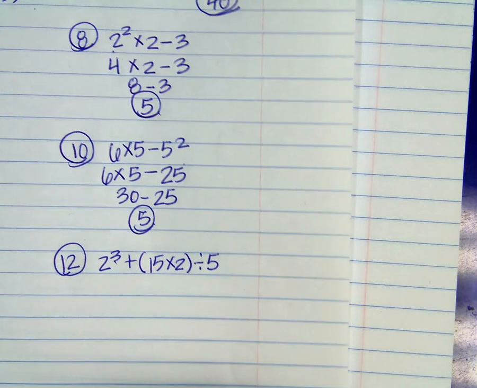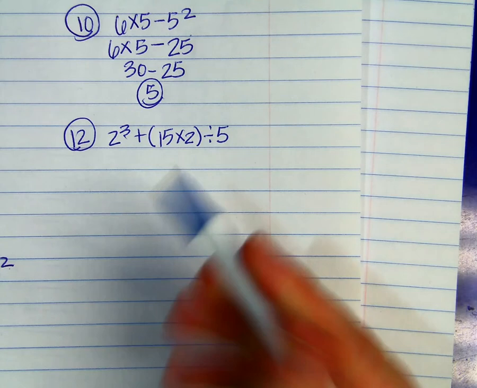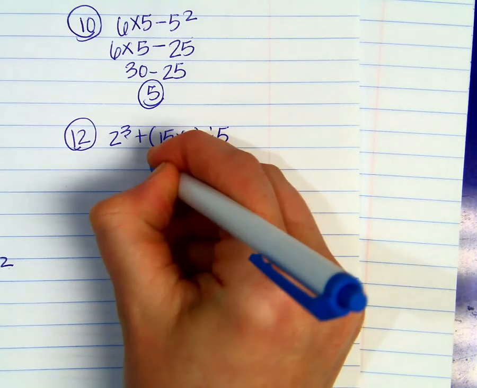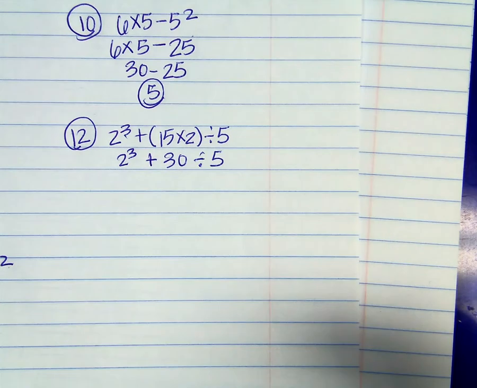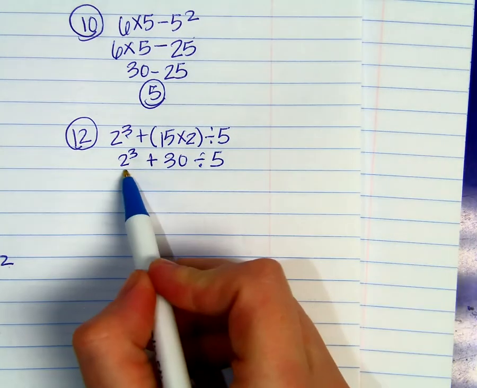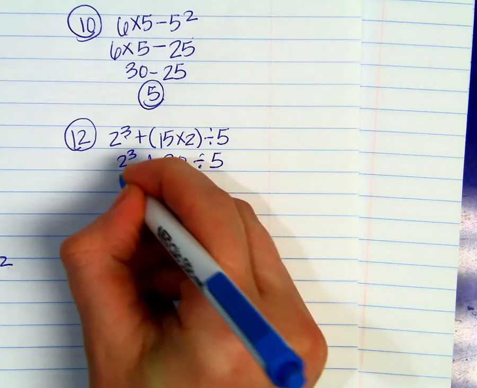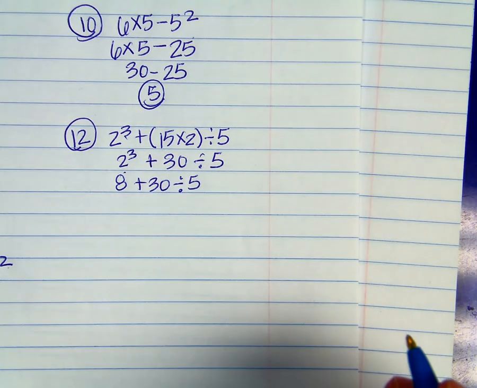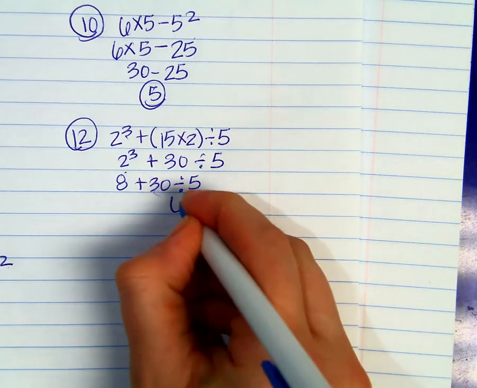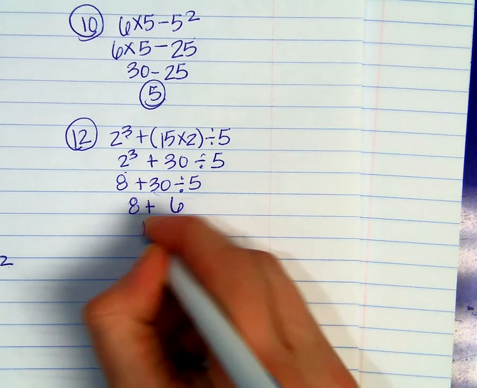For number 12, you see that there are parentheses, so you would do what's inside the parentheses first. 15 times 2 is 30. You're going to bring everything else down. You have exponents, so you need to compute 2 cubed next. That means 2 times 2 times 2, which is 8, bringing everything else down. You're left with addition and division. You do division before addition. 30 divided by 5 would be 6. And now all you need to do is 8 plus 6, which is 14.